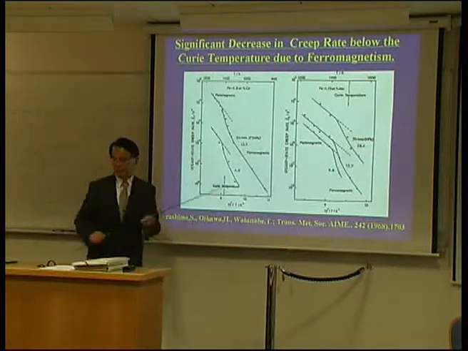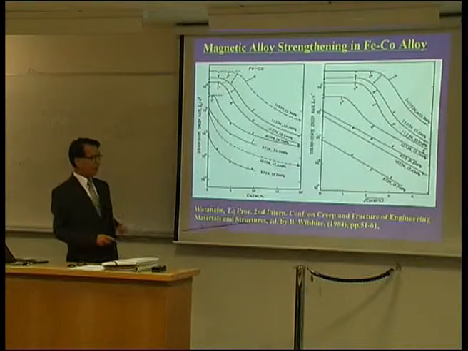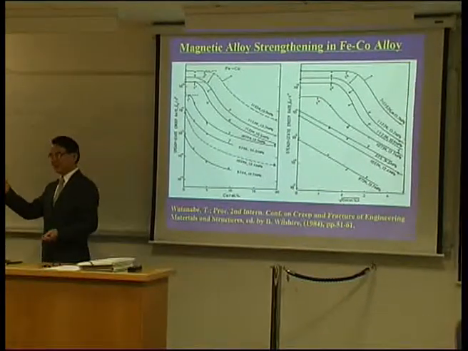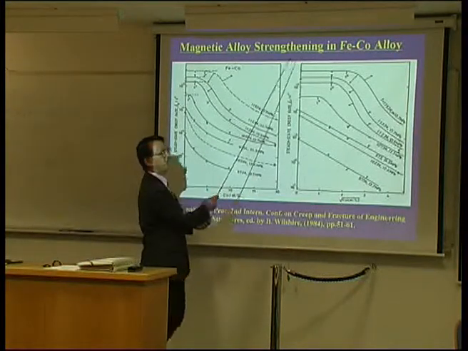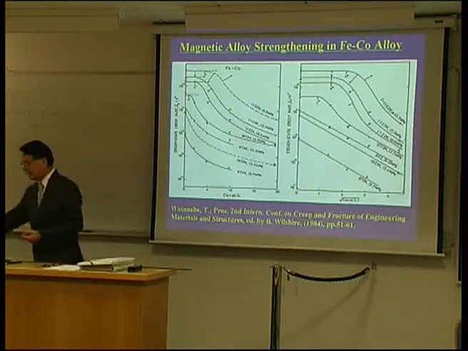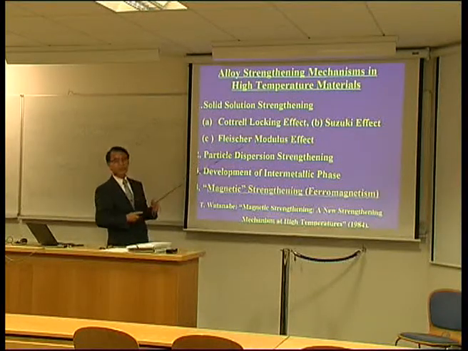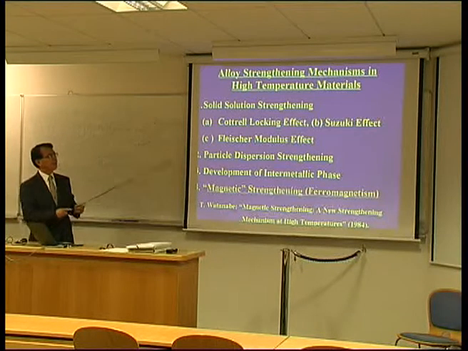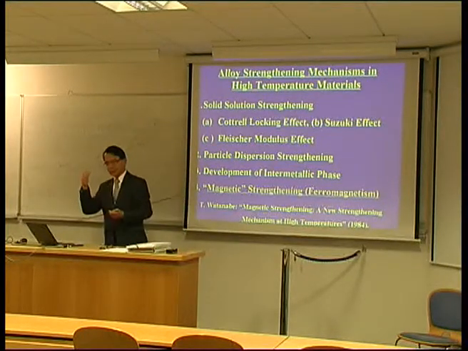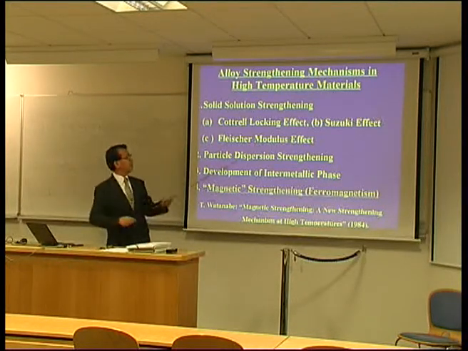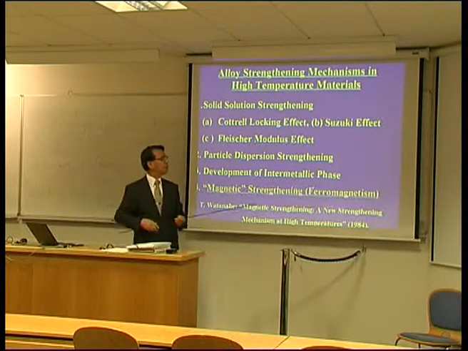But anyway, there is such a finding obtained at the end of the 1960s. About 20 years ago, I proposed a new alloy strengthening mechanism called magnetic alloy strengthening. Because as you know, there are already several mechanisms. By the solid solution strengthening mechanism, by adding a different element or solute with a different atomic size, we can expect a Cottrell locking effect on the dislocation. So that's called the strengthening.